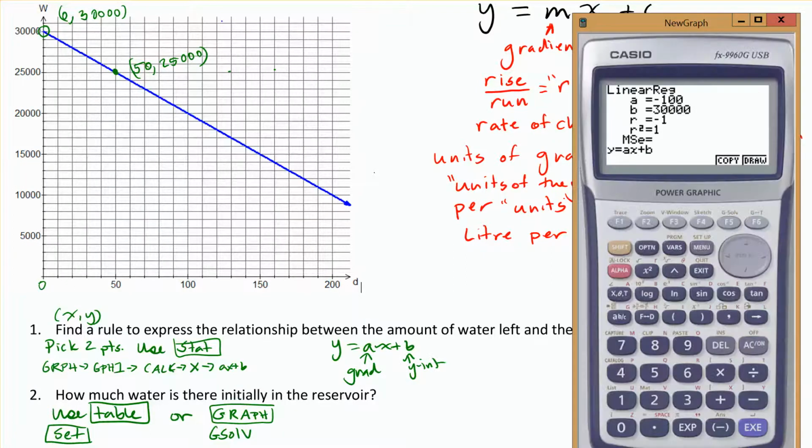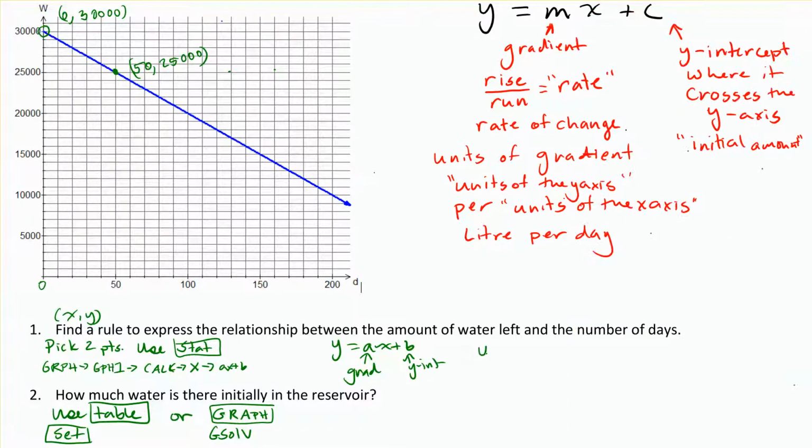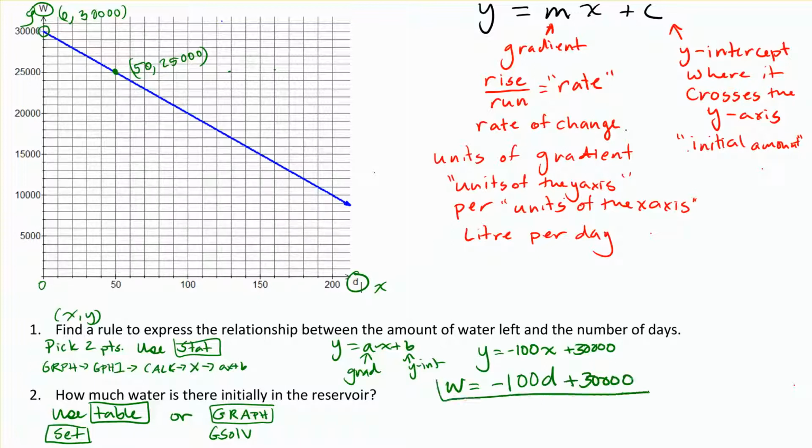And if you look at the calculator, you just need to substitute in what they are. So my a is negative 100, and my b is 30,000. So I would get y is equal to negative 100x plus 30,000. And I would want to put it into the context of this problem, being aware that I see d and w instead of x and y. So I'll replace the x with a d, and I'll replace the y with a w, and I'll leave everything else the same. And so that is my equation into the context that they are looking for.